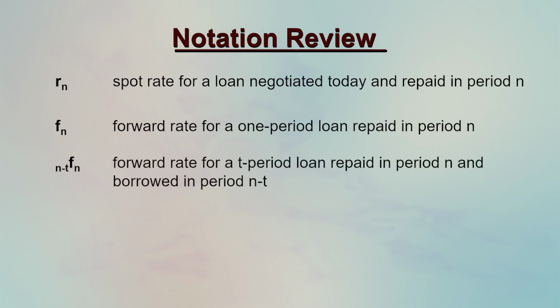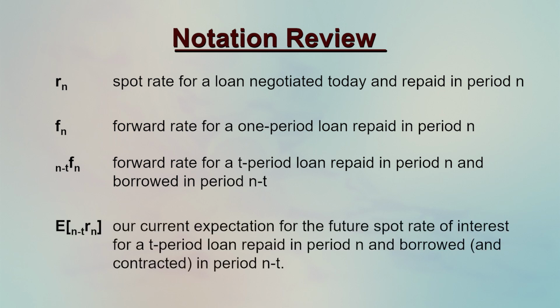N minus t Fn is a forward rate of a t period loan repaid in the period n and borrowed in the period n minus t. That means it is borrowed in the previous year, but it is repaid in the current year, and that is how a forward rate comes in. And there is an expectation imposed in this entire expression just to show how the future rate of interest can be borrowed and contracted, and what is the expectation of the probability attached with it, because the levels of inflation will fluctuate and thereby the expected level will come up.